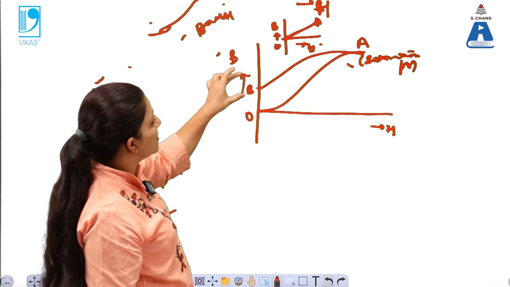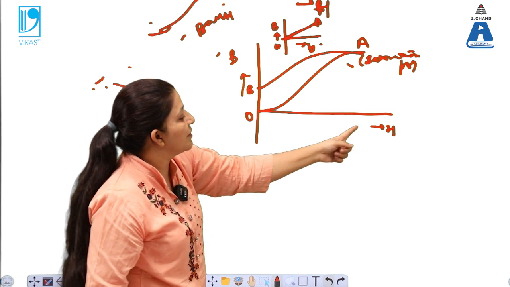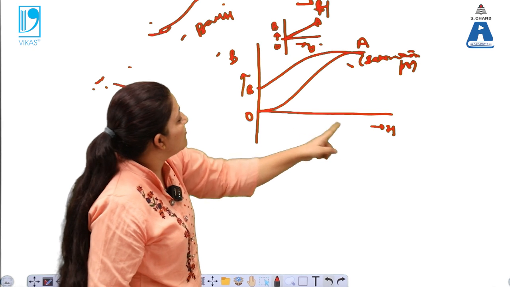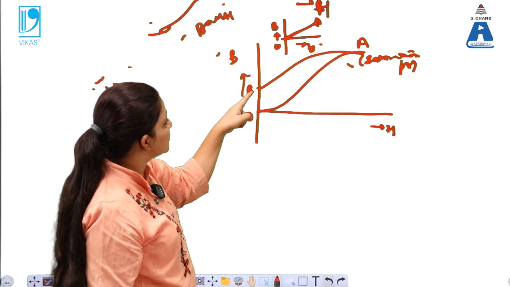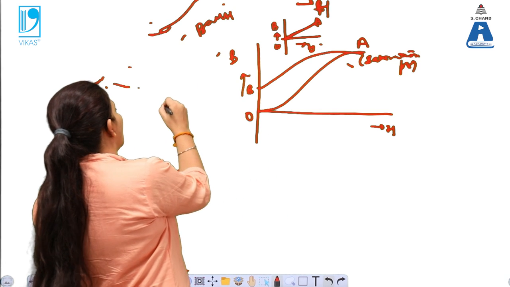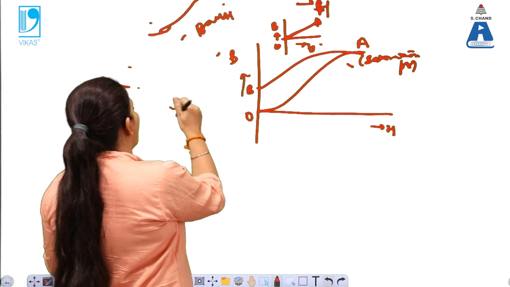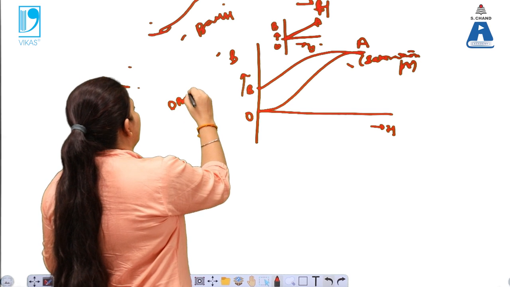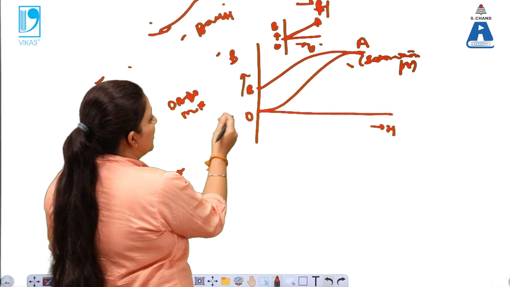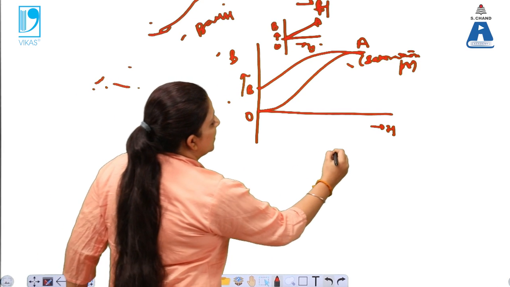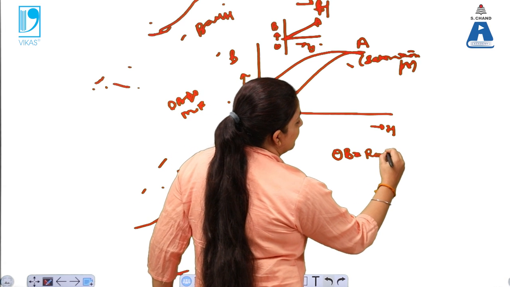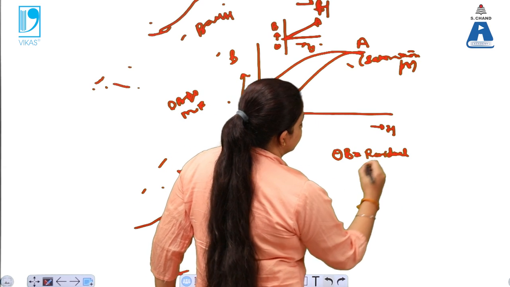So what is AB here? This is the path followed when you decrease H. At the point where H is 0, the value of B is not equal to 0. So the OB value remains over here. What is OB here? This is a non-zero magnetic field, meaning non-zero B when H is 0. So OB is called residual magnetism.